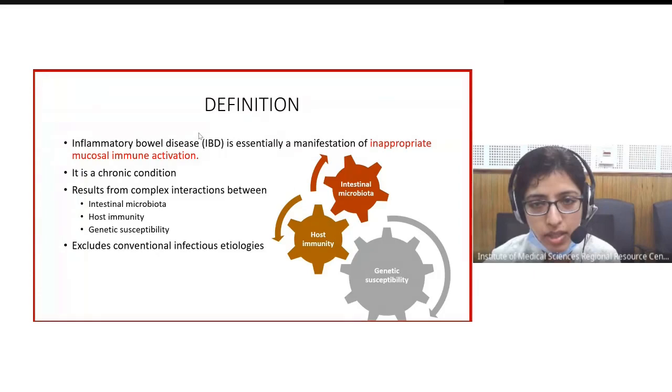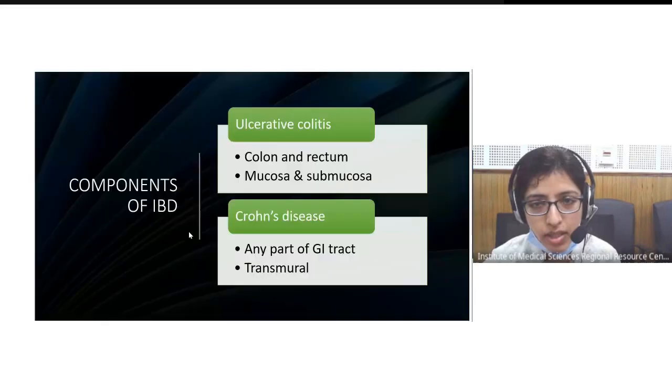So it is really a long-standing condition. It is a chronic condition that results from complex interactions between intestinal microbiota and host immunity in a genetically susceptible individual. Okay. So, what are the components of inflammatory bowel disease? It includes two diseases. It is divided into ulcerative colitis and Crohn's disease. So, these are the two terms that we use for these diseases.